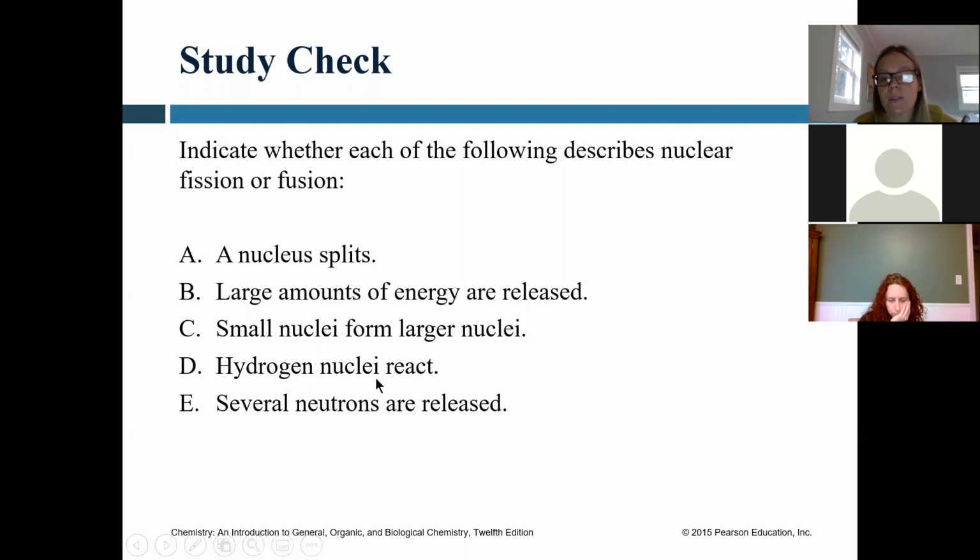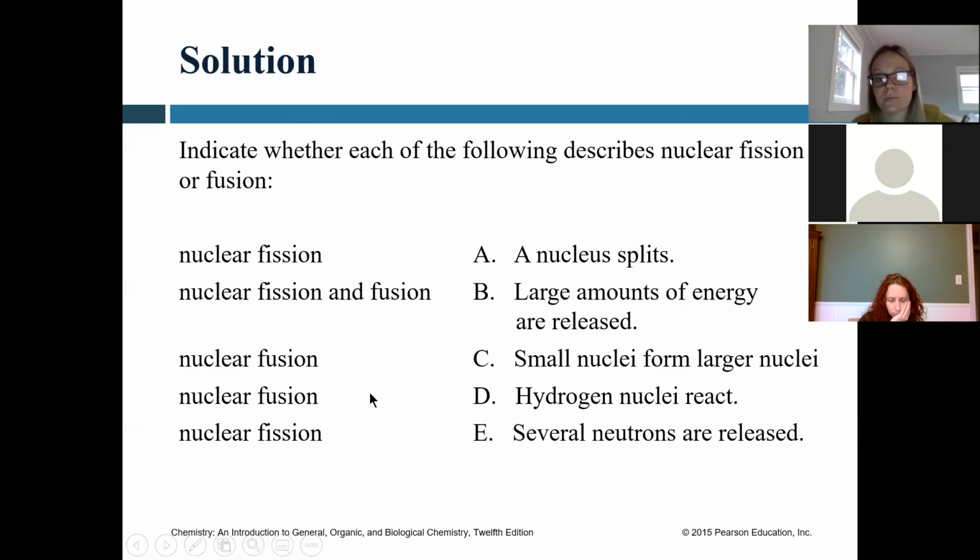Hydrogen nuclei react with each other. That would be fusion. They react to form helium. And then several neutrons are released. That would be fission. So you want to be able to differentiate between fission and fusion.